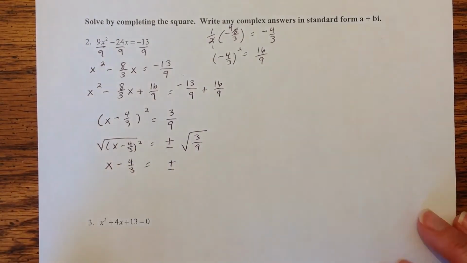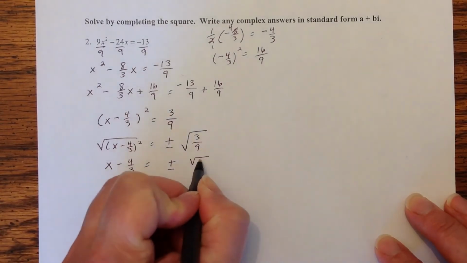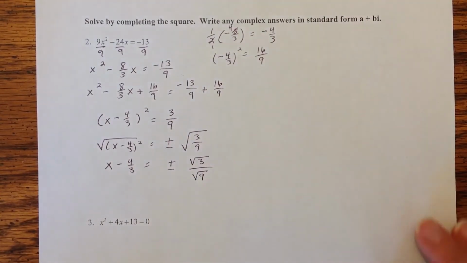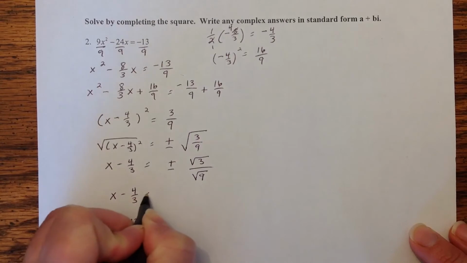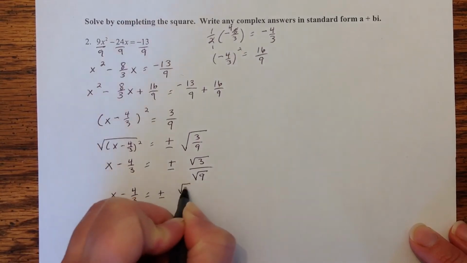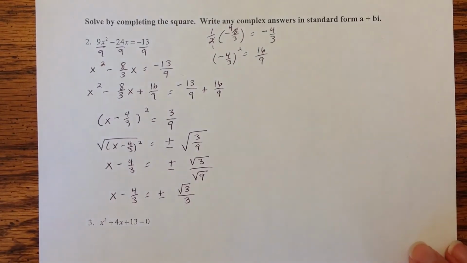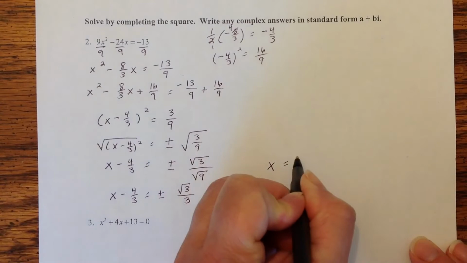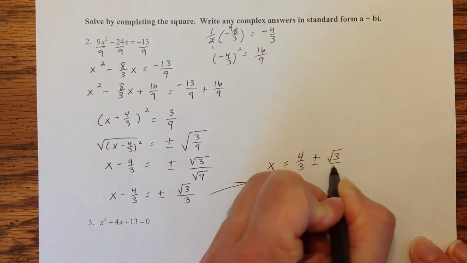Now from chapter 7 we learned that we can apply the quotient rule, so we can apply the square root to the top and the bottom. So now I get x minus 4/3 equals plus or minus the square root of 3 over 3. I'm going to add my 4/3 over. So I get x equals 4/3 plus or minus square root of 3 over 3.